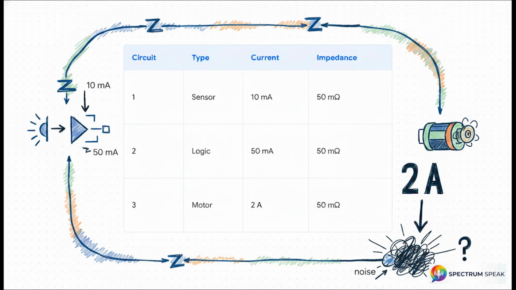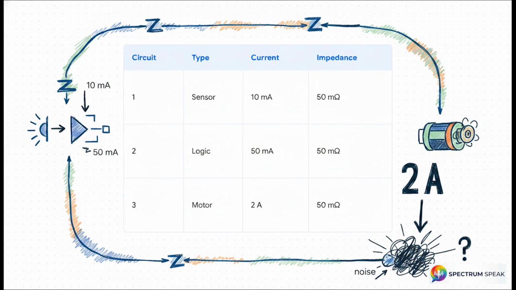Let's actually nail this down with a rigorous, real-world example using strict mathematical values. We want to see this disaster unfold. So we have our daisy chain. Circuit 1 is a sensitive analog sensor, drawing 10 milliamps. Circuit 2 is digital logic, drawing 50 milliamps. And Circuit 3 is a high-power motor driver drawing a massive 2 amps.